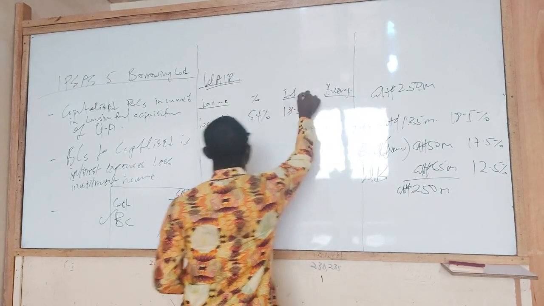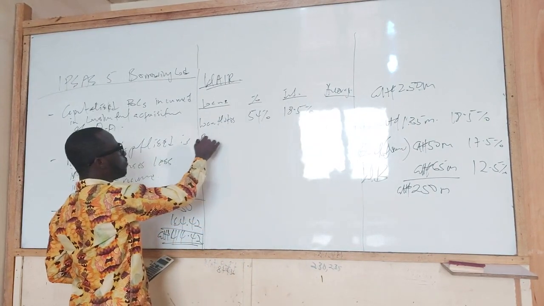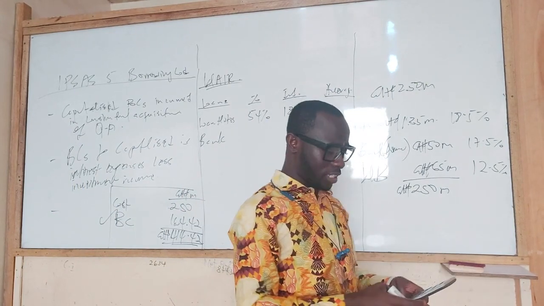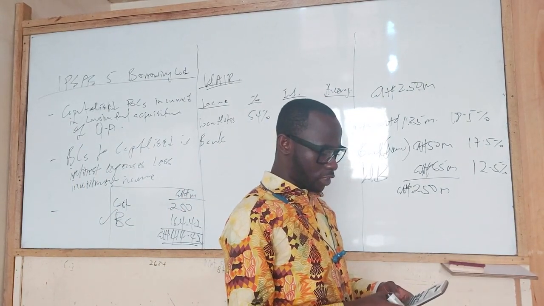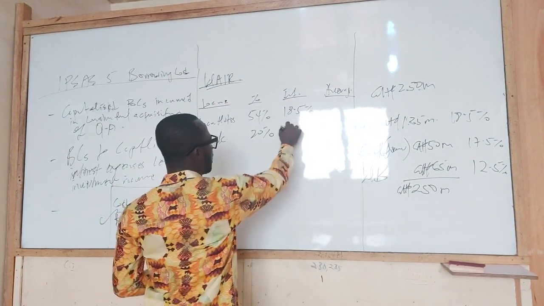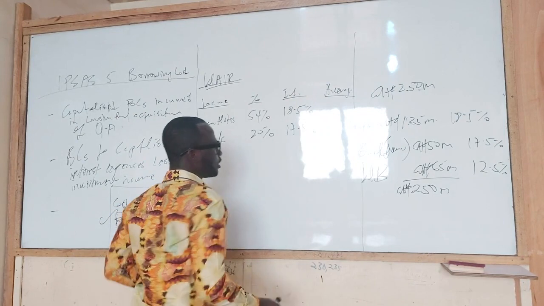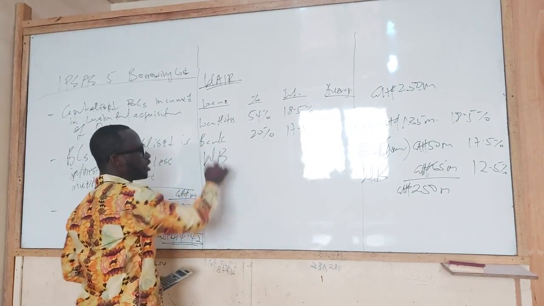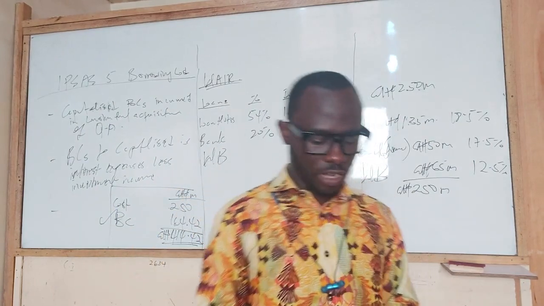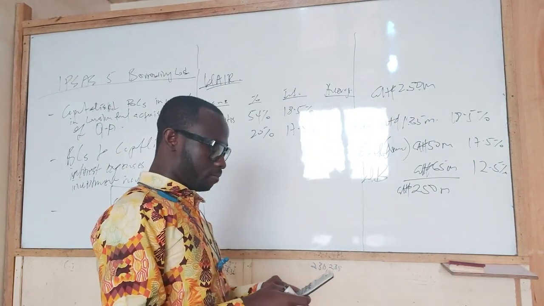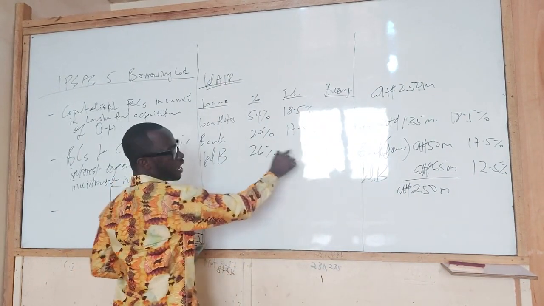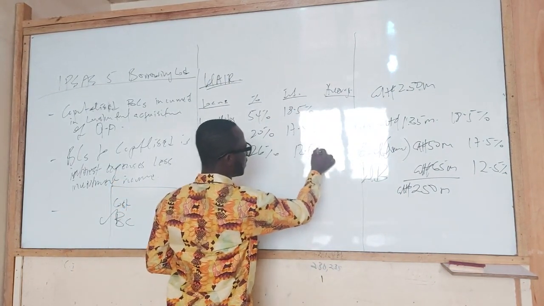I'll come back to the average in a moment. We will do the same thing for the domestic bank. It is 50 million, so 50 over 250. Let me just confirm. Well, that's 20%, right? And the interest rate is 17.5%. Then the last one is the one the government got from the World Bank, and that's 65. So 65 over 250 times 100, that will be 26%, and the interest rate there is 12.5%.